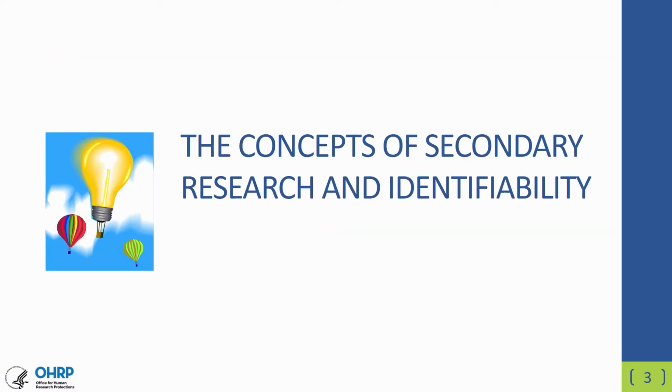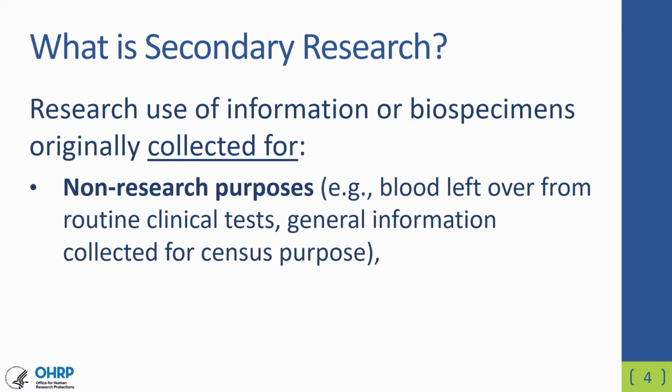First, the concepts of secondary research and identifiability. What is secondary research? This is the research use of information or biospecimens originally collected for non-research purposes. For example, blood that is left over from routine clinical tests, general information that we collect for other purposes, like when we register to take a course at the university, or for other general purposes like collected for census purpose and so on. So the key here is that this information was originally collected for non-research purposes.